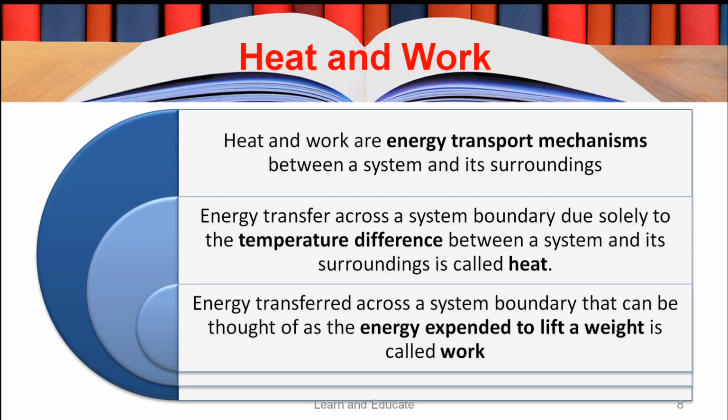Now there are two forms of energy transfer, right? We have seen in the discussion of different types of systems: open, closed, and isolated system. You know that energy can cross the system boundary either in the form of heat or work. So if the energy transfer is due to temperature difference, that is termed as heat transfer. If it is due to the energy expended to lift a weight, that is called work. Or we can simply say, if there is no temperature difference, still there is energy transfer, obviously that will be work transfer.